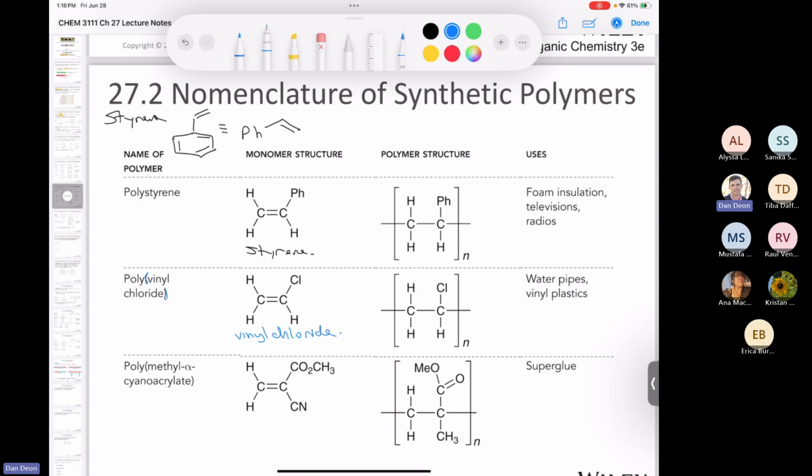All right, and then it says here polyvinyl chloride. Of course, you guys know that one, right? PVC, right? You find that in water pipes. You can go to Home Depot and buy all kinds of polyvinyl chloride pipes. And the next one is always a fan favorite.